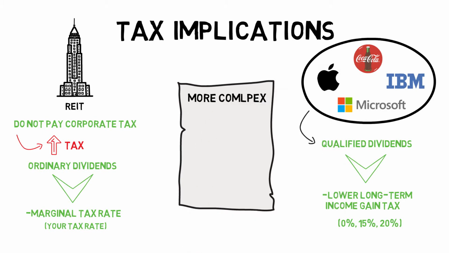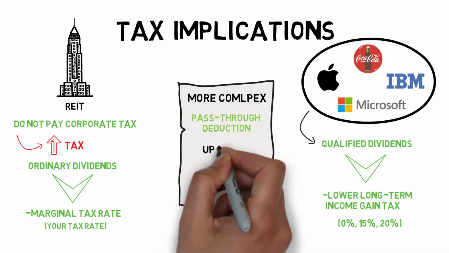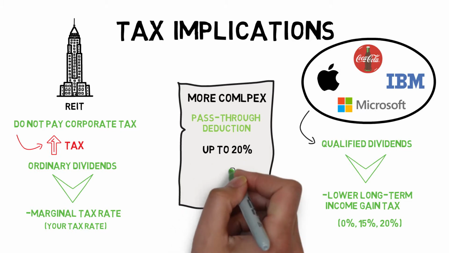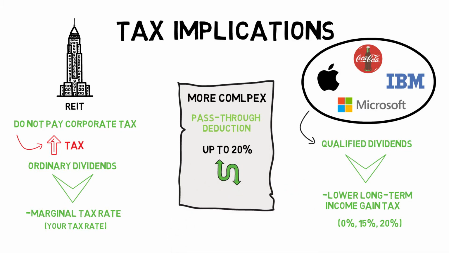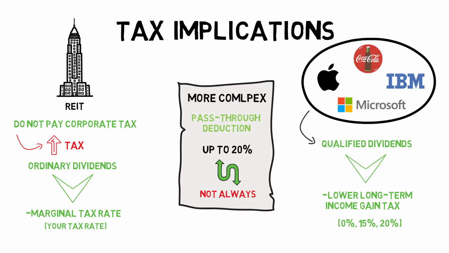There is a slightly more complex advantage which we won't cover much in this video called the pass-through deduction that allows in some REITs to deduct up to 20%. Even so, this advantage won't always apply.